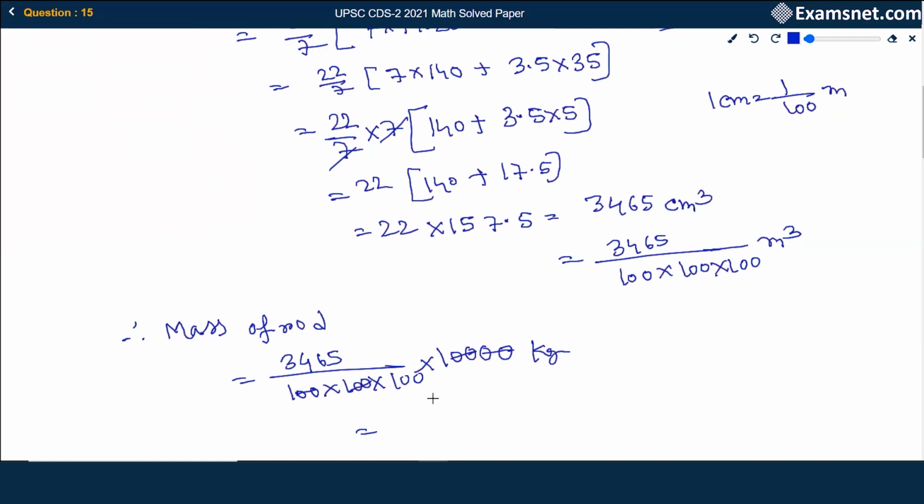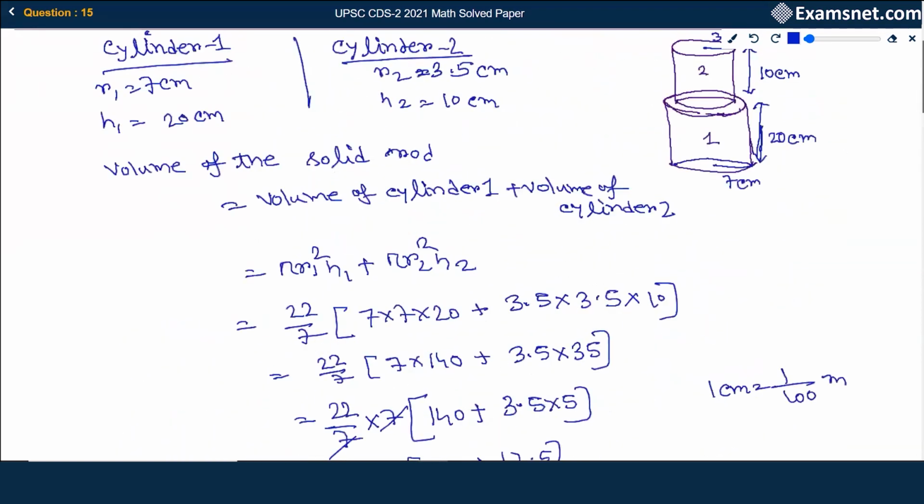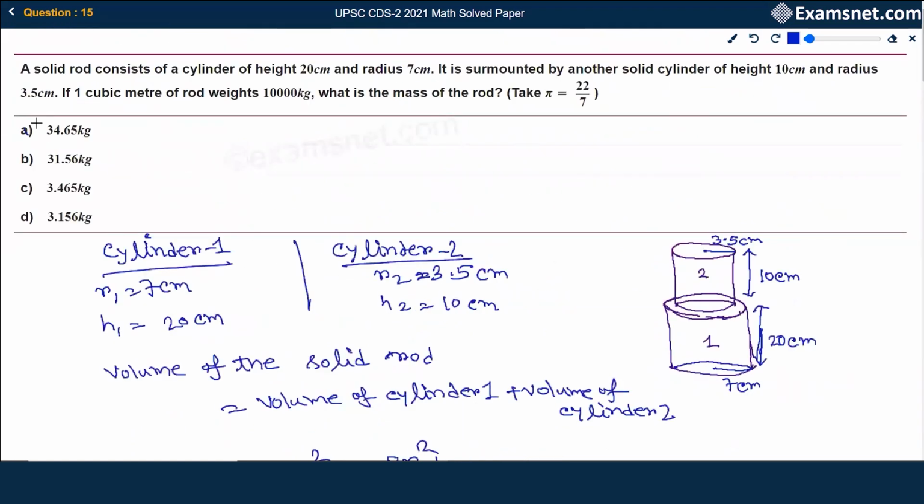So we will write it as 34.65 kg. This is the answer. Hence, the mass of the rod is 34.65 kg. So here, option A is the correct answer.